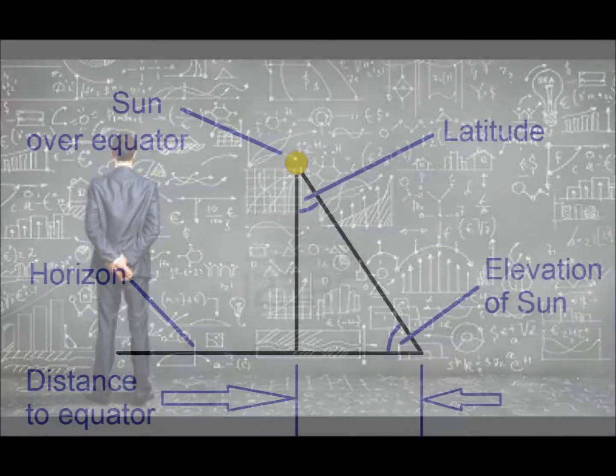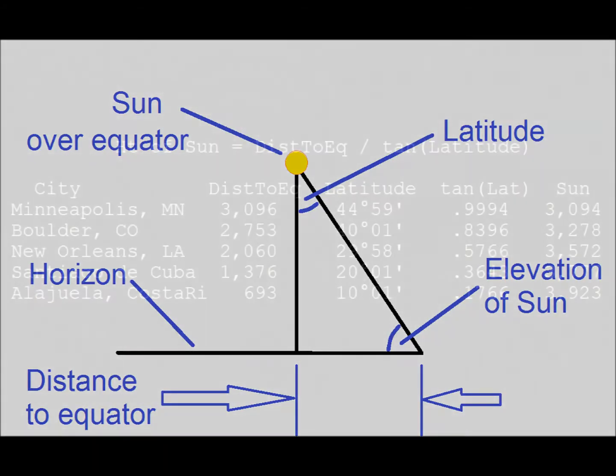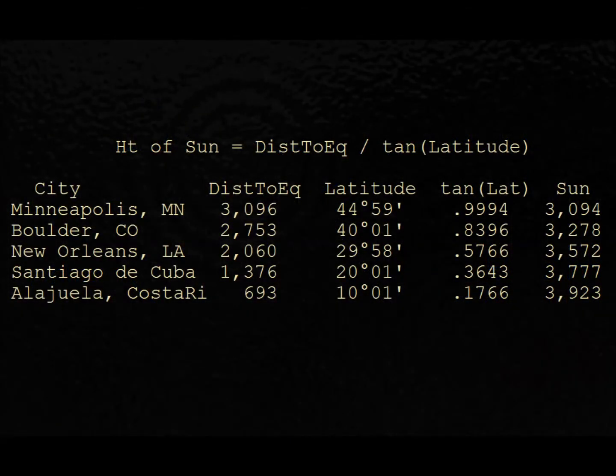So, this is my formula. The height of the sun equals the distance to the equator divided by the tangent of the latitude. Now, I went ahead and computed some of this data from some cities around the world, and it's all shown here on this page. And the thing that sticks out here is that last column, the height of the sun. As you can see, there's no consistency, and the height of the sun just keeps getting bigger and bigger the closer you are to the equator. Now, that tells you right there, there's something wrong here.